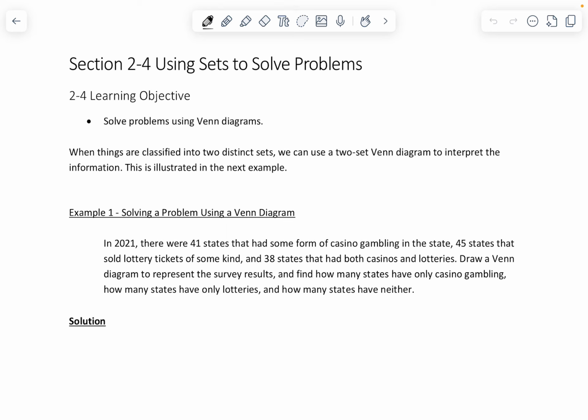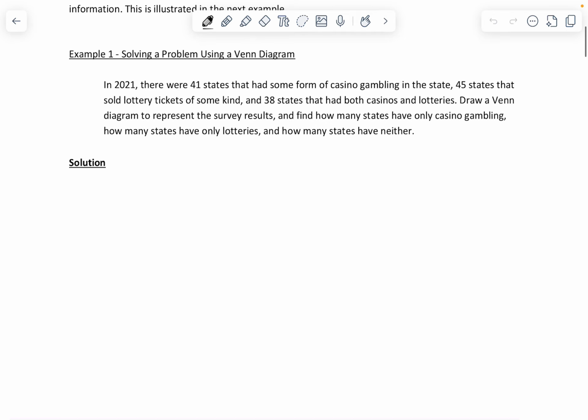Hello, in this video we are going to go over how to use sets to solve problems, and specifically our learning objective is looking at how to solve problems using Venn diagrams. So when things are classified into two distinct sets, we can use a two-set Venn diagram to interpret the information. Let's take a look at an example of how this might work.